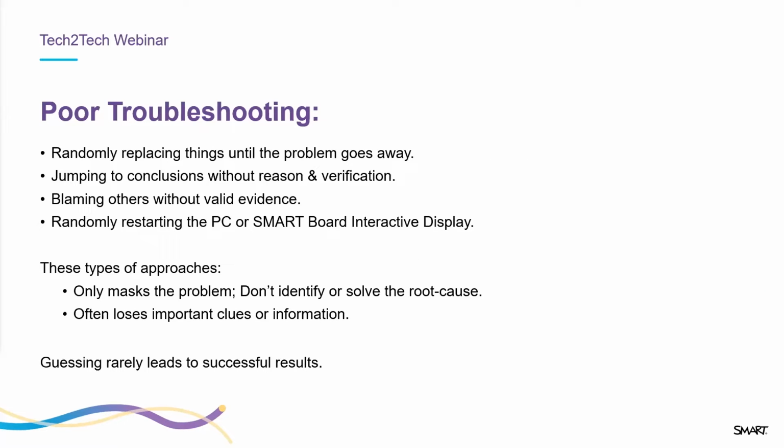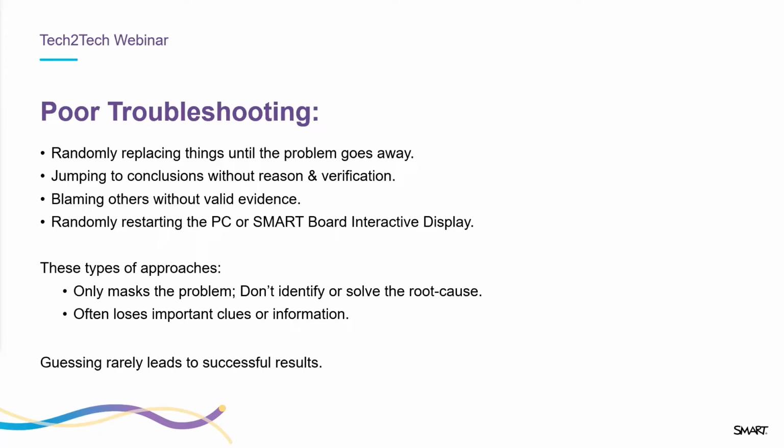Now, poor troubleshooting is unfortunately pretty common, and it includes randomly replacing things until the problem goes away, jumping to conclusions without any reason and verification, blaming others without valid evidence, and randomly restarting the PC or smartboard interactive display. Now, all of those things, replacing items, coming to conclusions, blaming others, or restarting a PC or a smartboard display, do have their place in good troubleshooting, but poor troubleshooting does those things without valid evidence, reason, and verification.